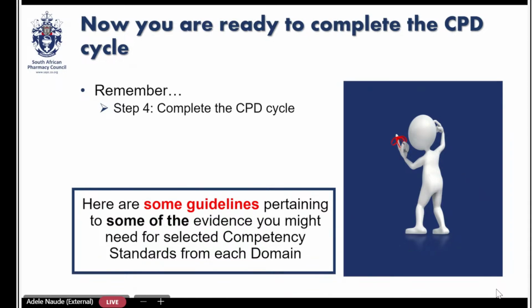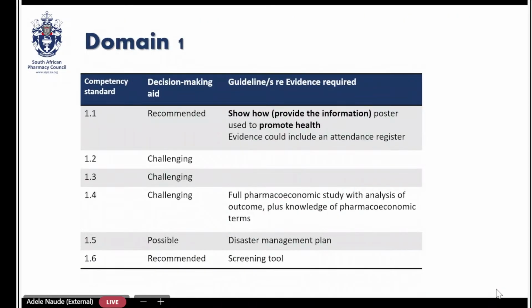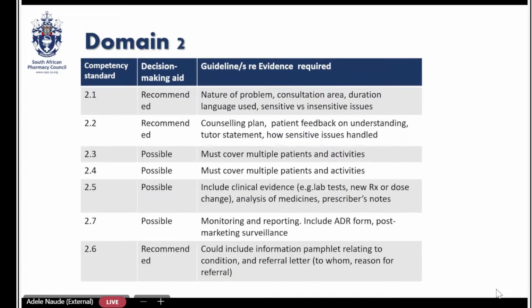So step 4, completing the cycles. And here we have given you some guidelines pertaining to some evidence. Please take note that this is not the only evidence you need, but these are just some suggestions that we have made for you just to get you on the right track. Again, we've put them in the various competency standards. 1.1 is recommended. You have to show how you provided the information. Evidence could include an attendance register, but as you remember in the slide of Dr. Hubert, we will have an attendance register, we will have a handout, we will have a poster, we will have evidence of our presentation, we will have evidence of the feedback, so you can remember all the other evidence. So these are just some suggestions, so please come back to this.